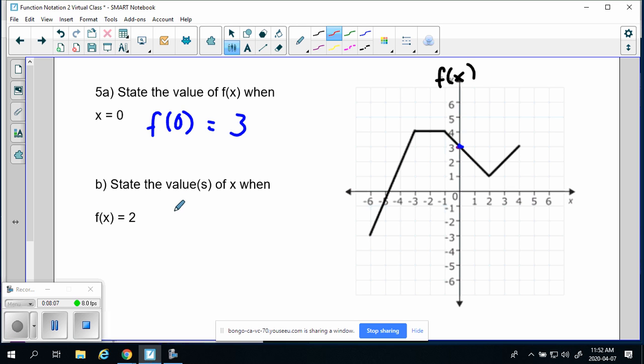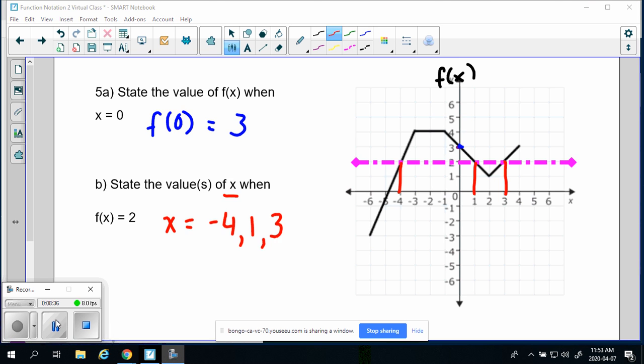So remember, they have given us a y value. They want the x values. If I want to be really technical about this, I could draw a line right here where the y value is 2, and we could see all the x values that hit that line. So we could go back and see that there's 1 here at negative 4, 1 here at 1, and 1 here at 3. So you would say that x is equal to negative 4, 1, and 3.